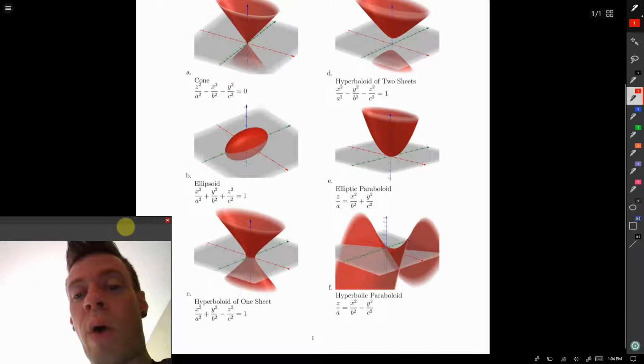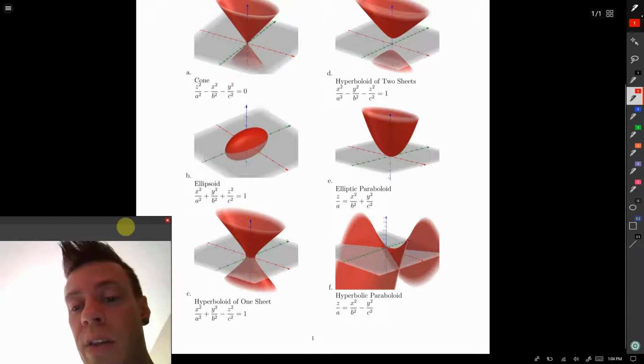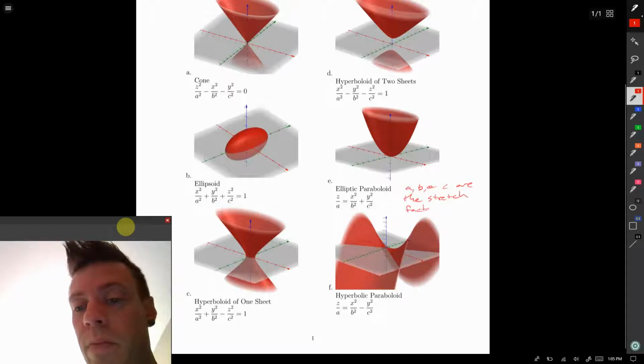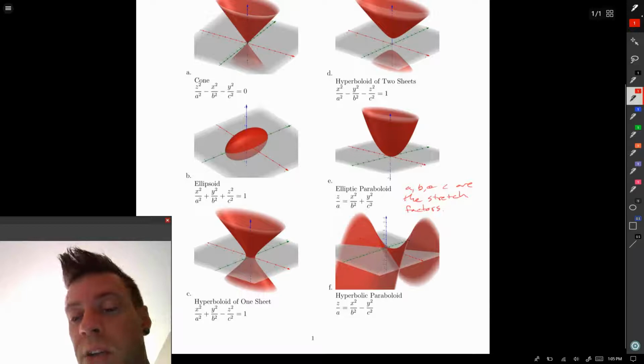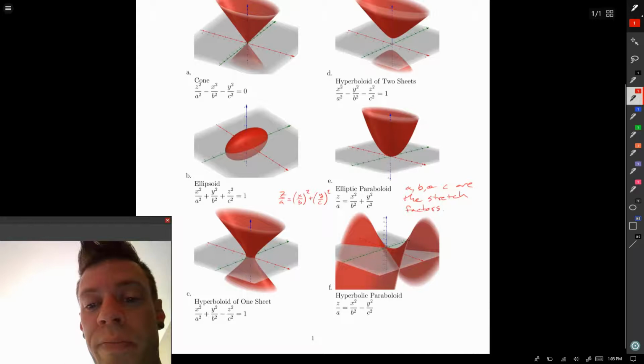The difference with ours, though, is that the y term is not squared, as opposed to the z term being not squared. What that means is that our elliptic paraboloid is going to open up in the y direction. We'll look at the details of that a little more in a second. Let's note that a, b, and c are the stretch factors. And this comes from transformations, where this is essentially the same thing as z over a equals x over b squared plus y over c squared.